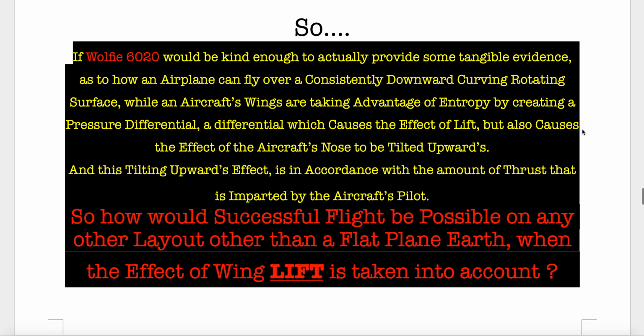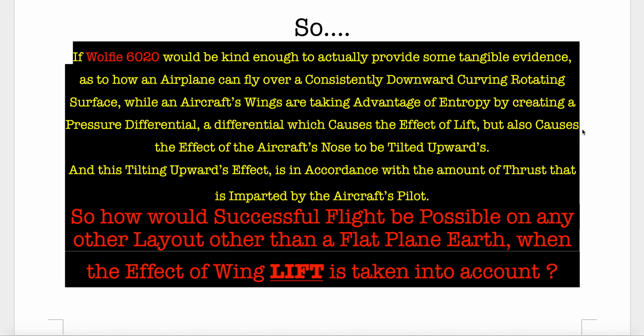So if Wolfie 6020 would be kind enough to actually provide some tangible evidence as to how an airplane can fly over a consistently downward curving rotating surface, while an aircraft's wings are taking advantage of entropy by creating a pressure differential, a differential which causes the effect of lift, but also causes the effect of the aircraft's nose to be tilted upwards. And this tilting upwards effect is in accordance with the amount of thrust that is imparted by the aircraft's pilot. So how would successful flight be possible on any other layout other than a flat plane Earth when the effect of wing lift is taken into account?